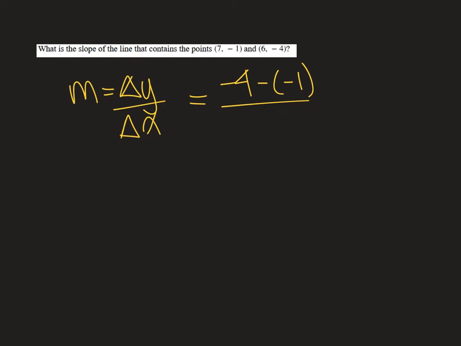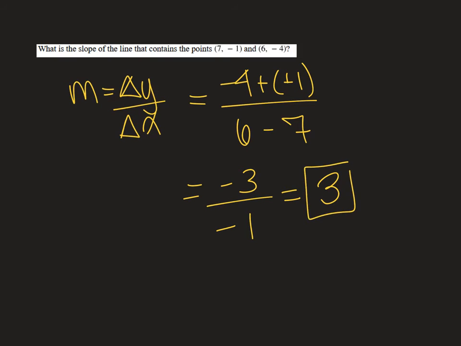Here is another slope problem. We're trying to find the slope of a line that contains the points 7, negative 1, and 6, negative 4. Again, we're going to use m equals the change in y over the change in x. So negative 4 minus negative 1 over 6 minus 7. Minus a negative is plus a positive, so negative 4 plus 1 is negative 3, and 6 minus 7 is negative 1. A negative over a negative is a positive, so we have a slope of 3.